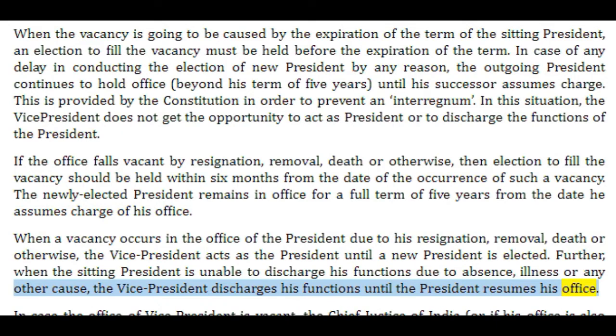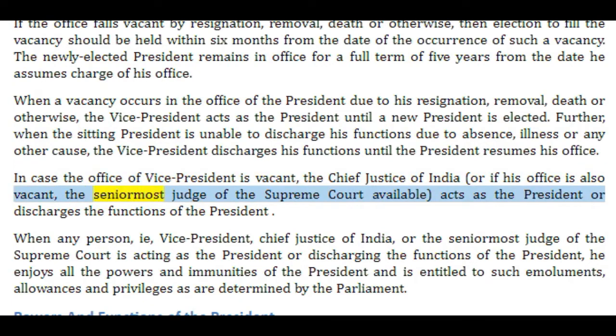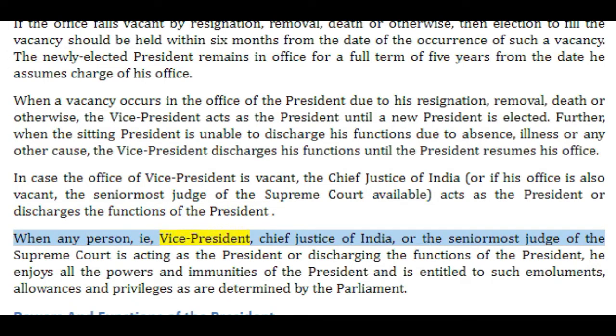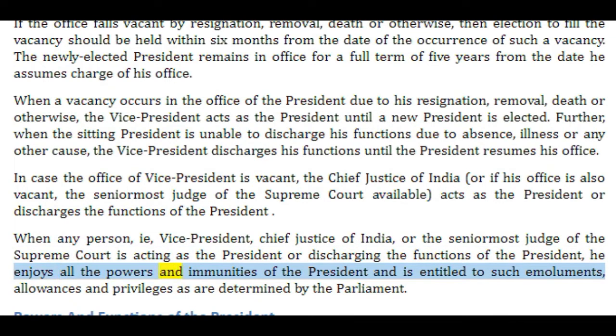In case the office of Vice President is vacant, the Chief Justice of India, or if his office is also vacant, the senior-most judge of the Supreme Court available, acts as the President or discharges the functions of the President. When any person, i.e., Vice President, Chief Justice of India, or the senior-most judge of the Supreme Court is acting as the President or discharging the functions of the President, he enjoys all the powers and immunities of the President and is entitled to such emoluments, allowances and privileges as are determined by the Parliament.